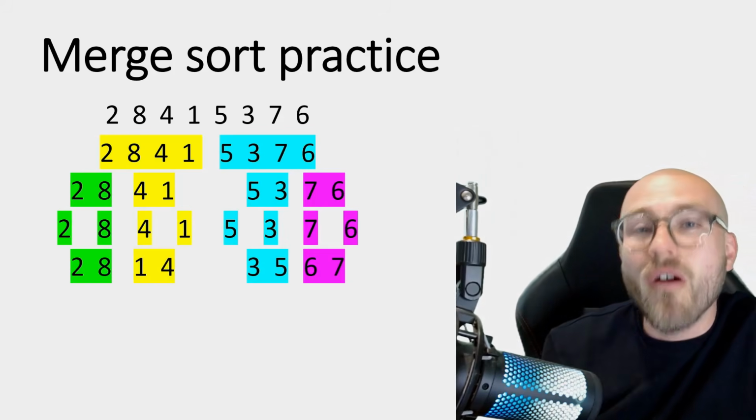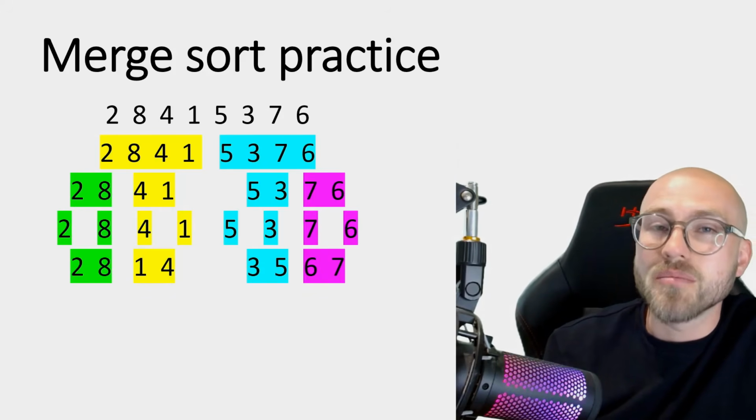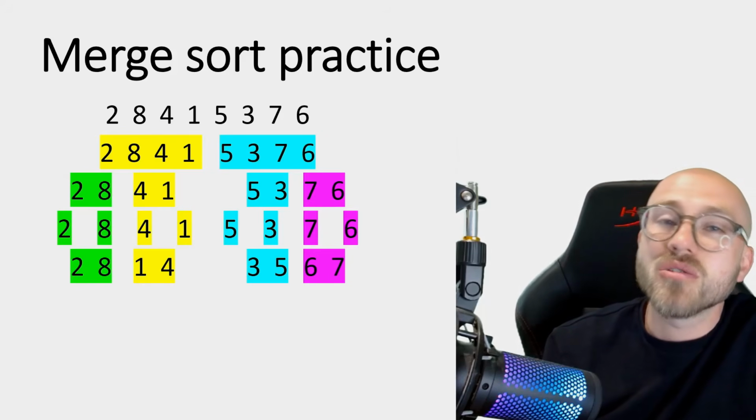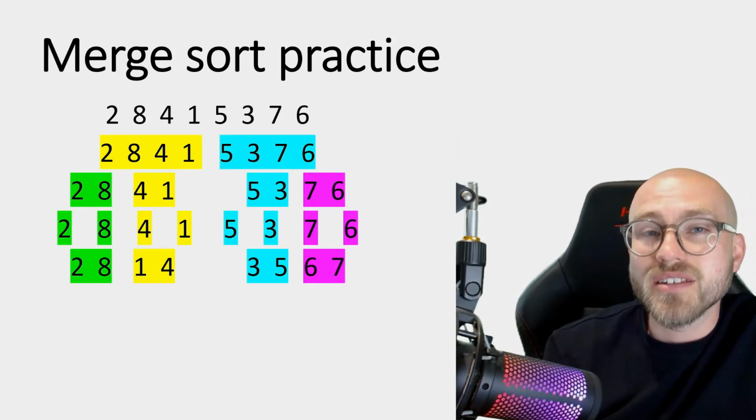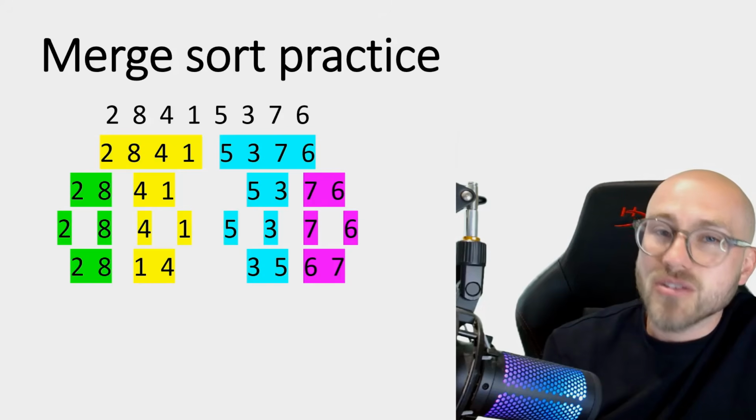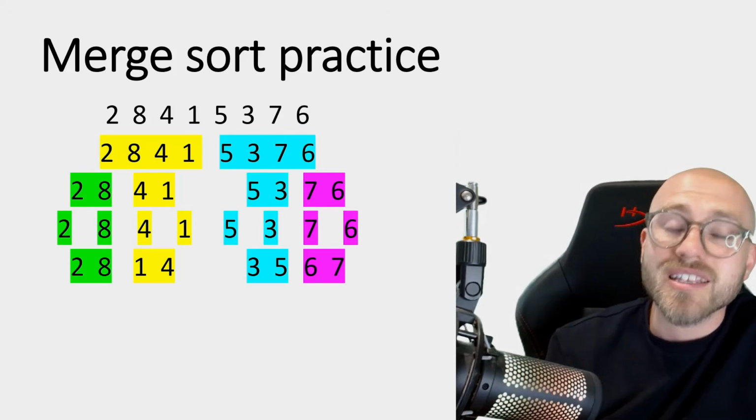So 2 and 8 were already in order, so when they merge, they're going to stay looking the same. The 1 and 4 got compared. 1 is smaller than 4, so it's going to be reordered as 1 and 4. The 5 and the 3 we're going to get compared. So they get reassembled as 3 and 5. And then the 7 and 6 get compared and they get reassembled as 6 and 7.